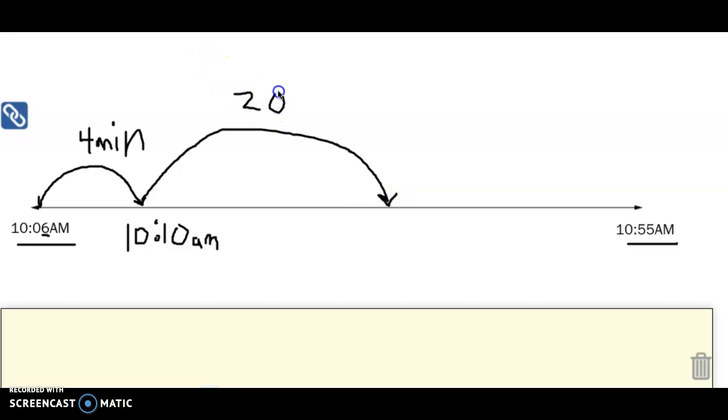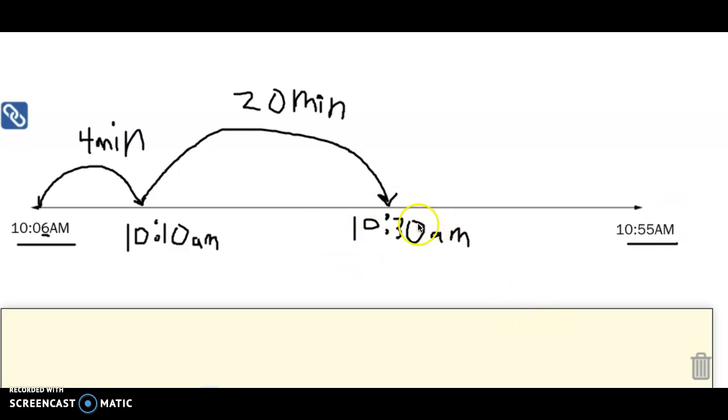So this hop I'm going to label 20 minutes. MIN stands for minutes. It's the abbreviation for minutes. All right, if I added 20 to my 10, it becomes 10:30 a.m. Amazing. Okay, I am getting so super duper close.